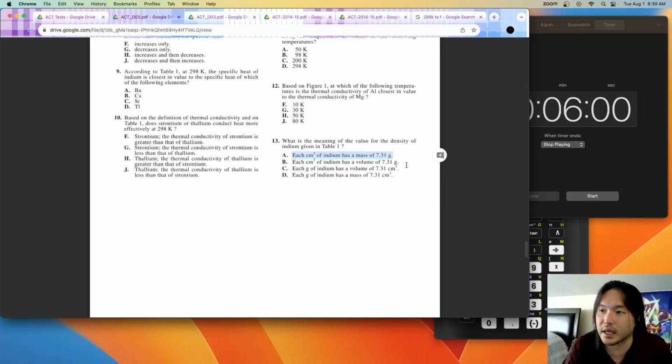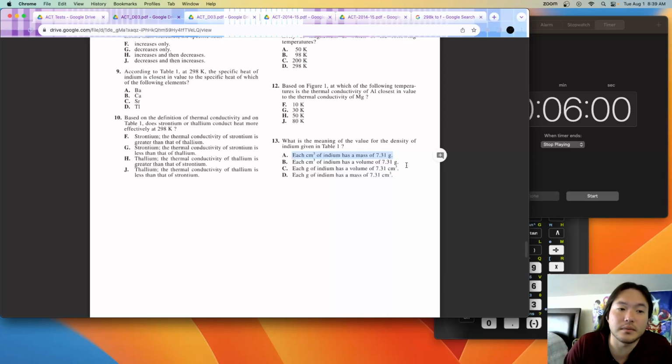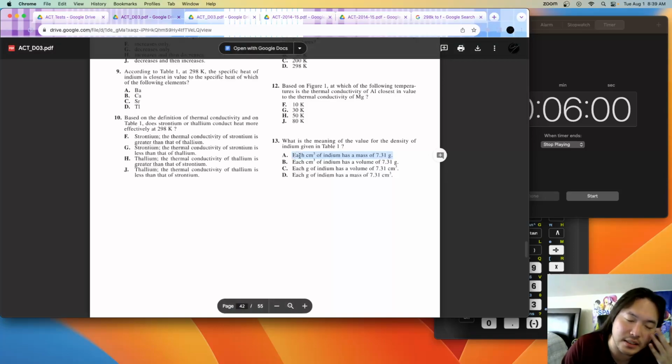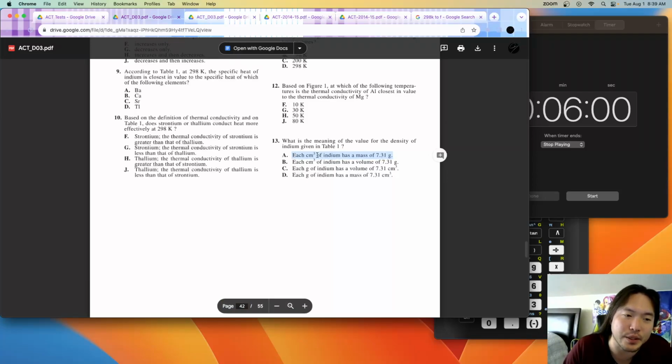I don't know what else to say. Does that make sense? What's the confusion here? Maybe you just ran out of time. This is density. Each cubic centimeter of indium has a certain mass. When you have 10 seconds, it's hard to get the words in the correct order, but choice A is the one where the words are in the correct order.